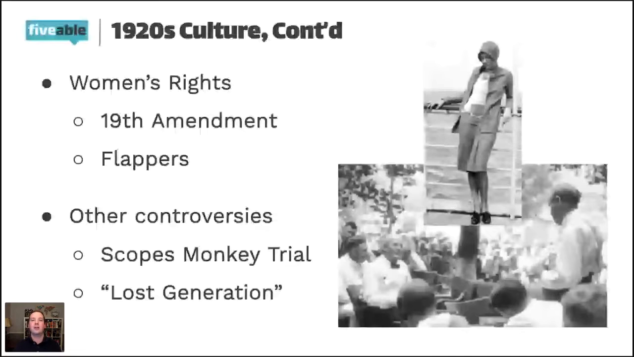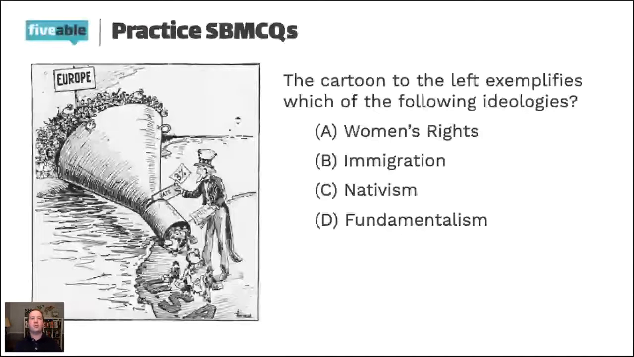All sorts of problems. I want to pause here real quick. I have a question for you folks, but I want to know if you have one for me. We've covered a lot of ground so far, talking about 1920s technology, talking about 1920s culture. My question for you is this practice stimulus-based multiple choice question. Feel free to look at this one.